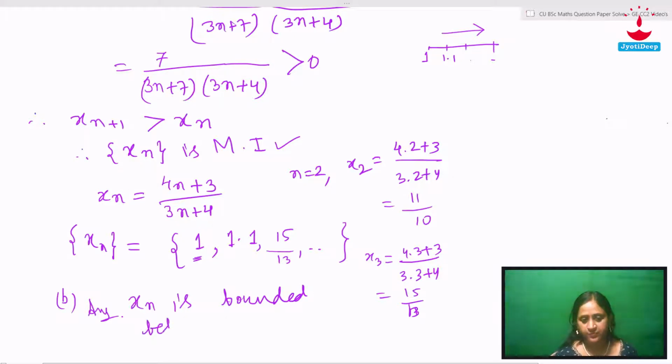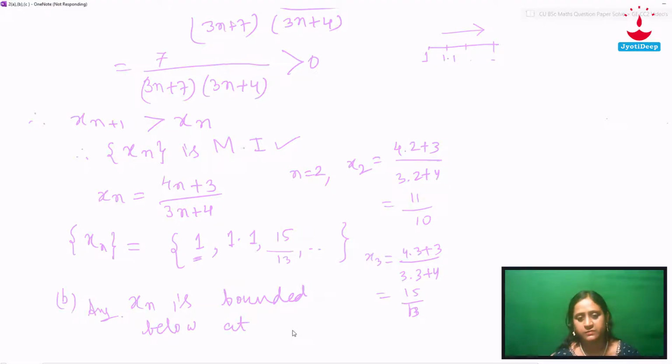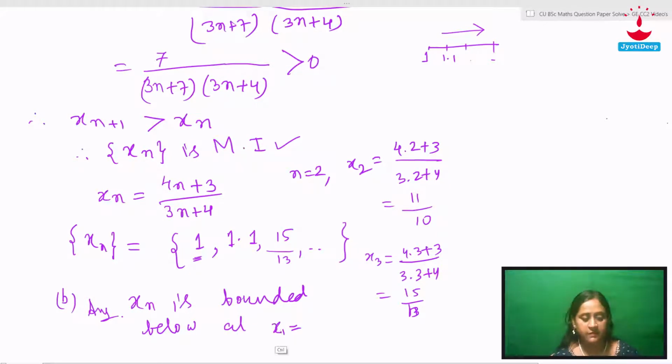below at x1 equals 1, bounded below at 1. Okay.